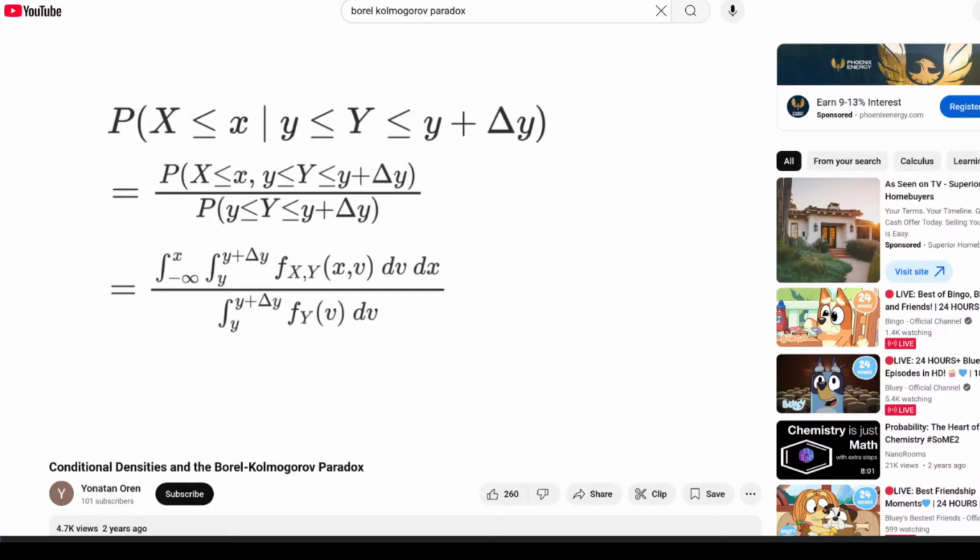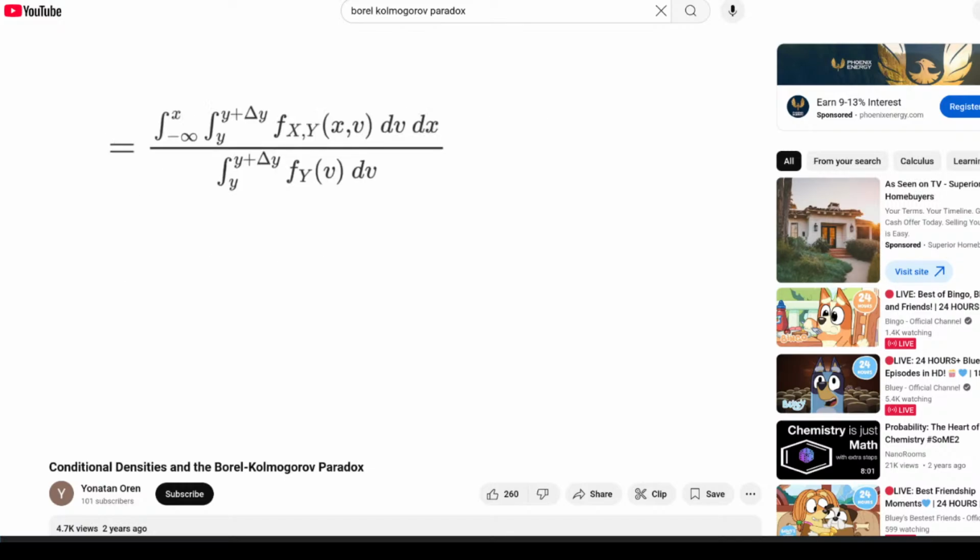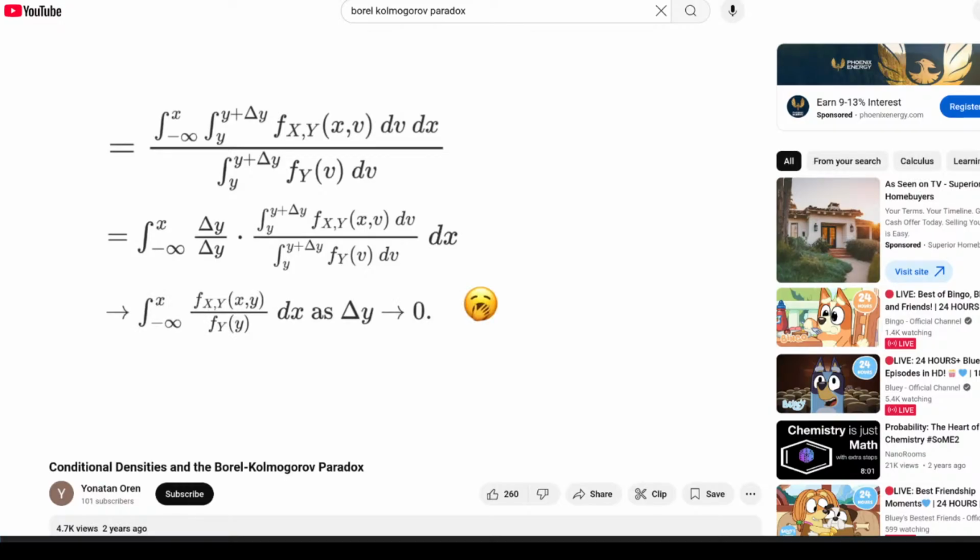Now, write these probabilities as integrals of the corresponding density functions. We use the joint density of x and y as the integrand in the numerator, and the marginal density of y as the integrand in the denominator. Now, moving the bottom integral inside and multiplying by delta y over delta y, which is just 1, we can apply the fundamental theorem of calculus to the terms in the numerator and the denominator to conclude that the integrals converge to the densities evaluated at v equals y as delta y goes to 0.